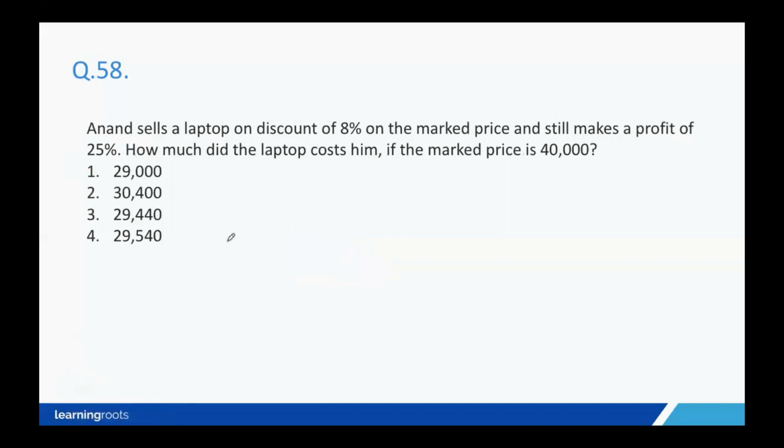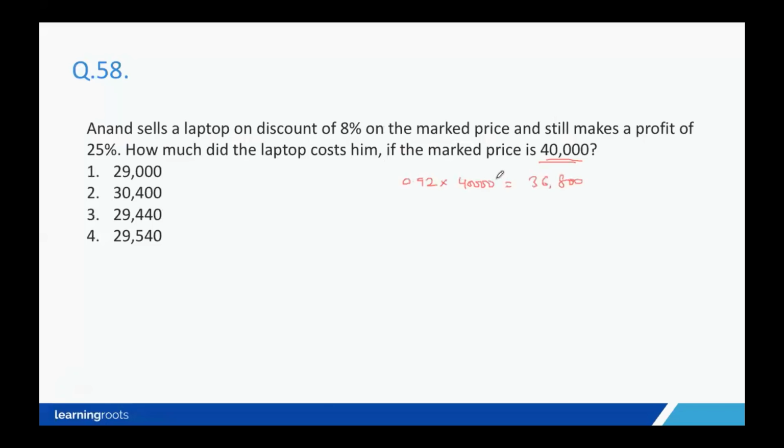Fine. Question number 58. Anand sells a laptop on discount of 8% on the market price and still makes a profit of 25%. So how much is the laptop costing? The market price is 40,000, and he sells the laptop on discount. So what is the discounted price? Discounted price will simply be 0.92 of 40,000. So 92% of 40,000 works out to 36,800.